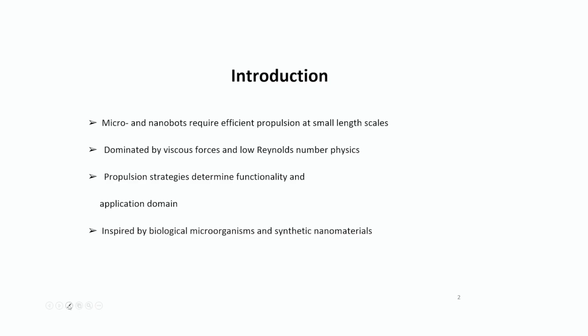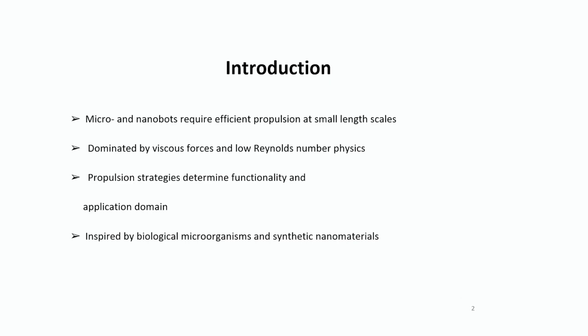So let's start. As we have already learnt in our previous lecture, micro nanobots require efficient propulsion at a very small length scale. These are very minute, very small in size, so they will require efficient propulsion at that scale because they have to deal with a lot of resistance via the viscous drag forces that is dominating in the low Reynolds number fluid. So these are dominated by viscous forces and low Reynolds number physics.